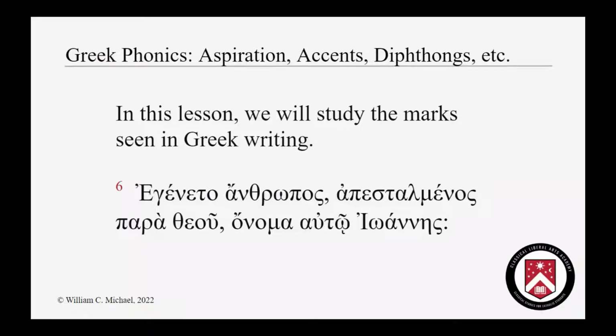In this lesson, we will study the marks seen in Greek writing. If you look at the text here, which is verse 6 from chapter 1 of the Gospel of St. John, you can see the letters of the Greek alphabet, but you'll also see many different signs or markings on the letters as we go through. Some are simple punctuation marks, others look like apostrophes, others look like accent marks. In this video, we're going to learn what all of these different marks are and how they affect the reading of the Greek language.